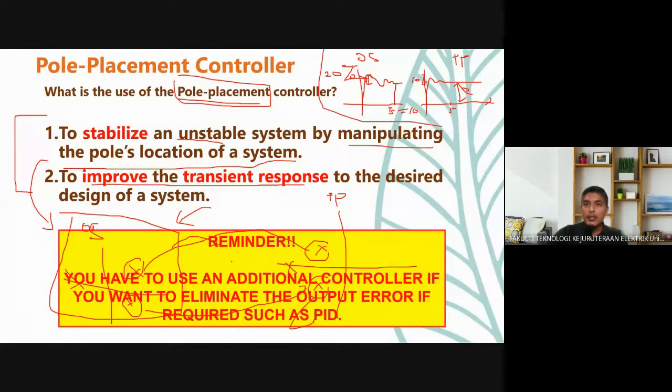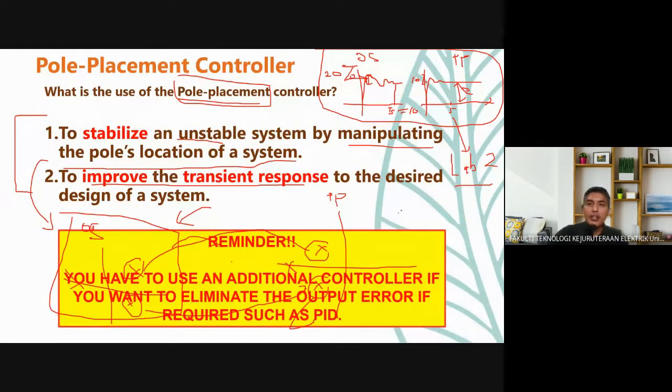Okay, so I want to tell you that when you want to implement the controller, this is your lab number 2. So in your lab 2, you need to simulate a system without the controller, and you need to design the pole placement controller for the system, and then you need to simulate. Okay, this is your lab number 2.